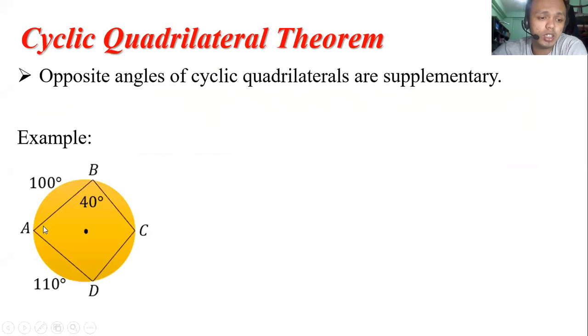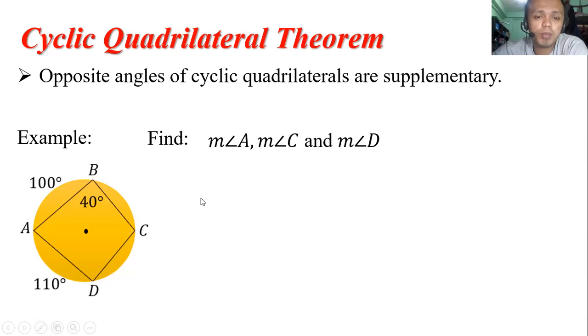In this example, as you can see, we have quadrilateral ABCD. Now, here's the problem. Find the measure of angle A, measure of angle C, and measure of angle D, if your measure of angle B is 40 degrees, arc AB is 100 degrees, and your arc AD is 110 degrees. So, paano natin hahanapin to?